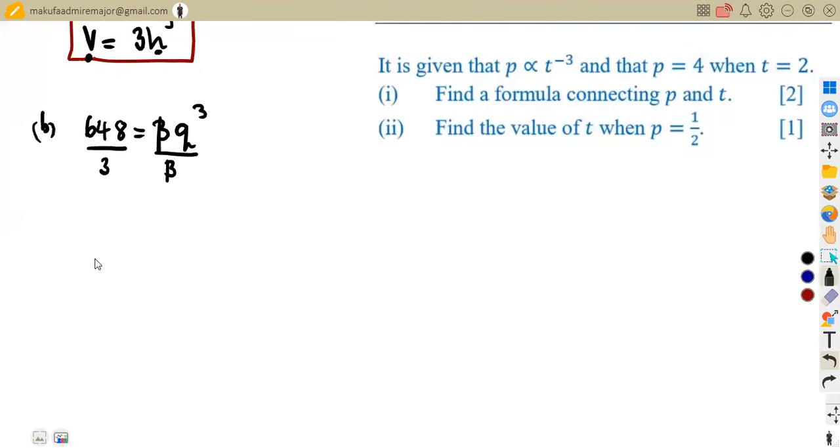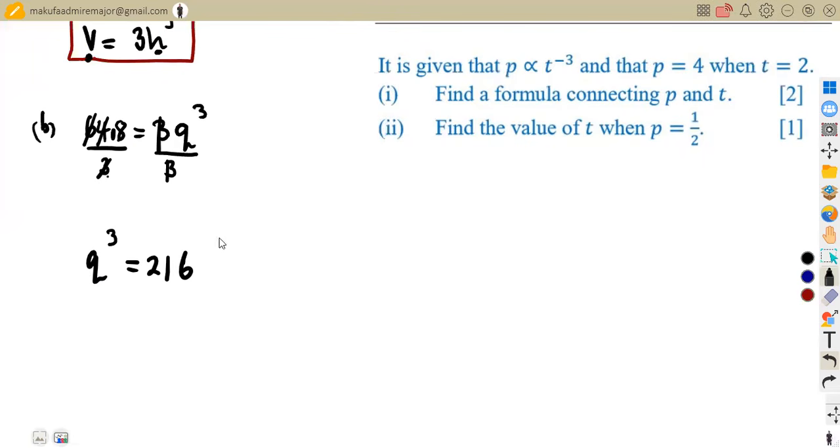That means we are going to remain with q to the exponent of 3. 3 into 6 is going to be 2. 3 into 4 is going to be 1, then we've got a remainder of 1. 3 into 18 is going to be 6.